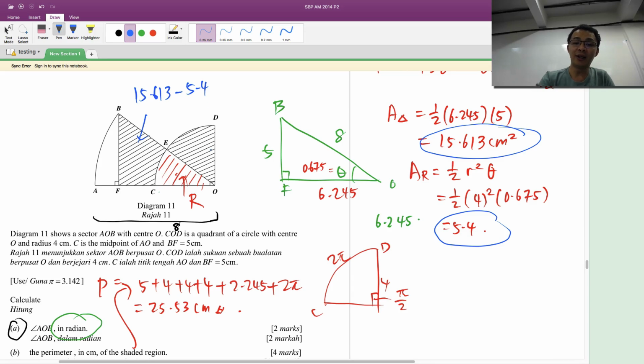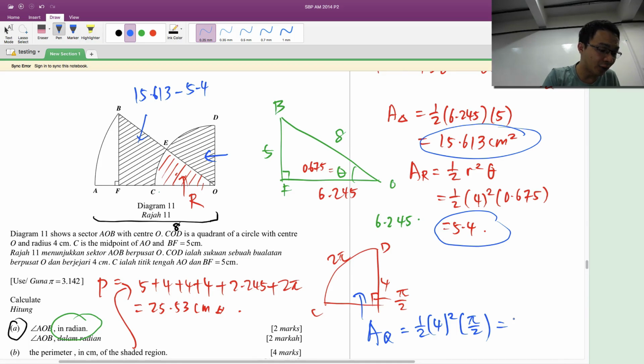Now in order to get this part, I will need to find the whole quadrant. I'm going to call it the area of quadrant Q, equals half r squared theta. R is 4 squared, theta is pi over 2. So 16 divided by 2 is 8, 8 multiplied by pi over 2 is 4 pi centimeters squared. So in order to get this part, it's just 4 pi minus 5.4.